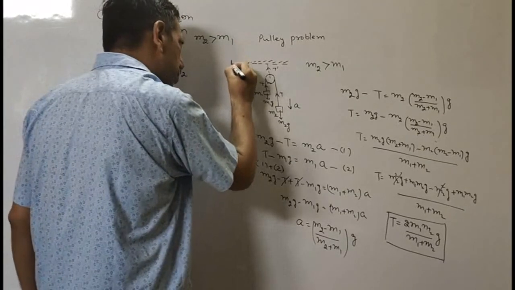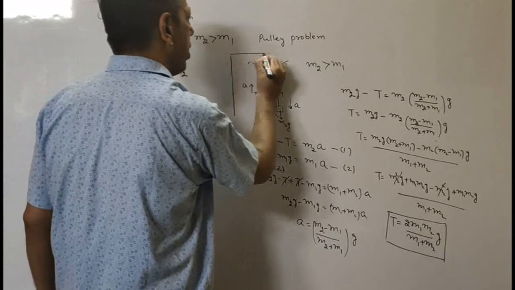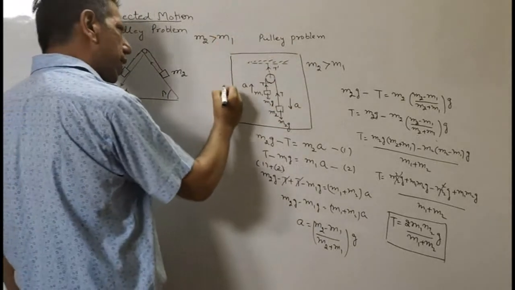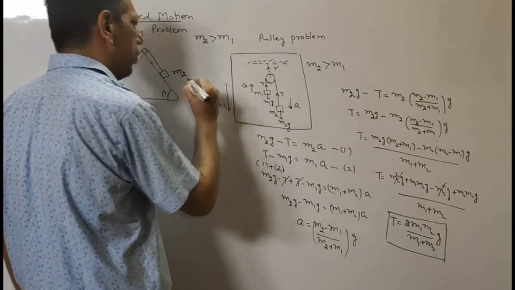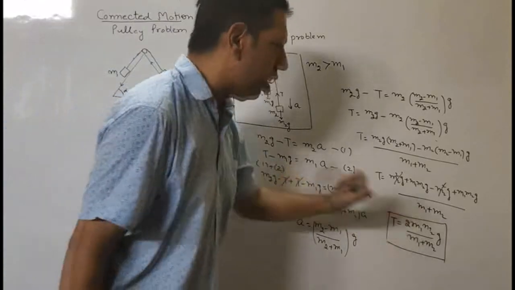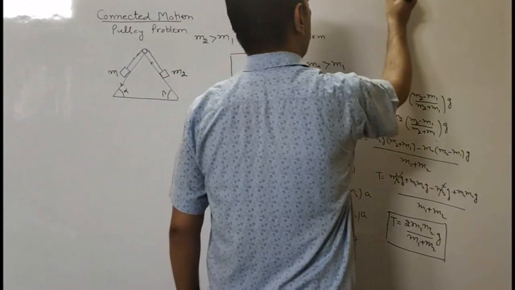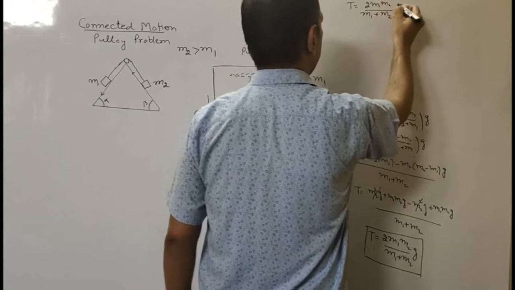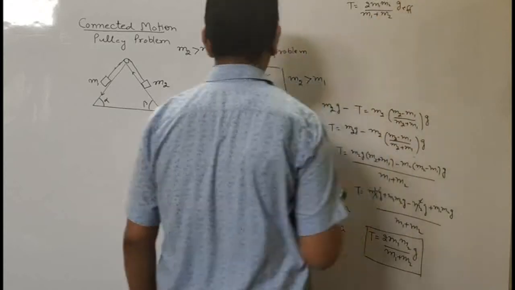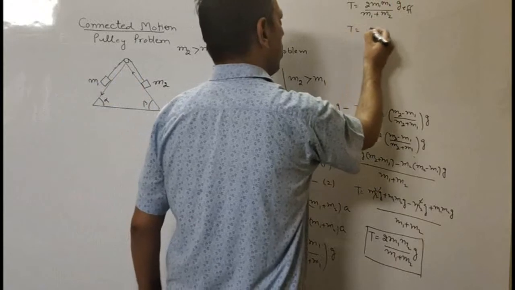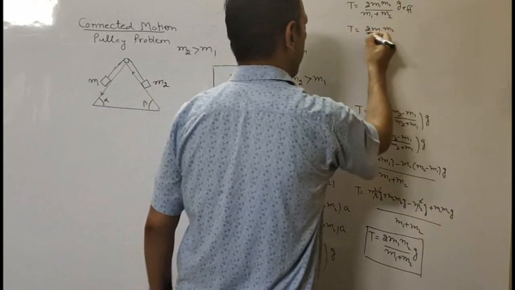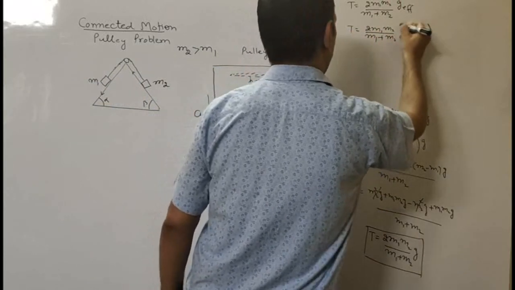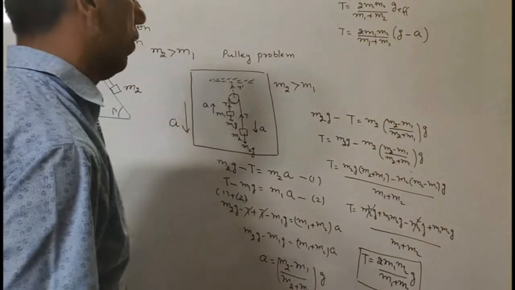If the whole system is put inside a lift and the lift is coming downward with an acceleration a, then this g will become g effective, so T is equal to 2m1m2 over m1 plus m2 into (g minus a), where a is the acceleration of the lift in this case.